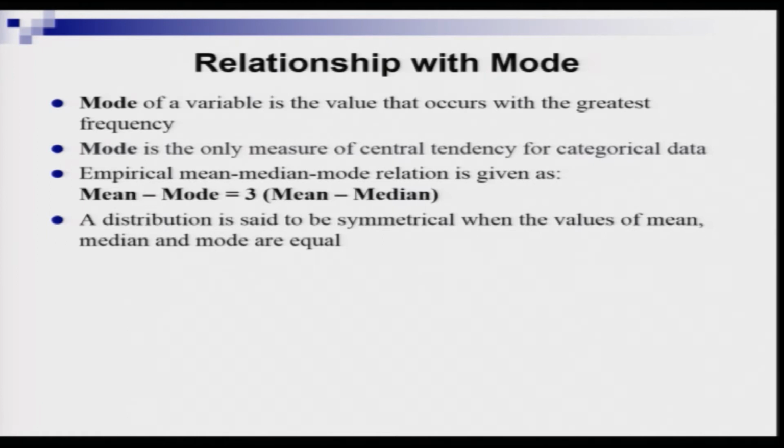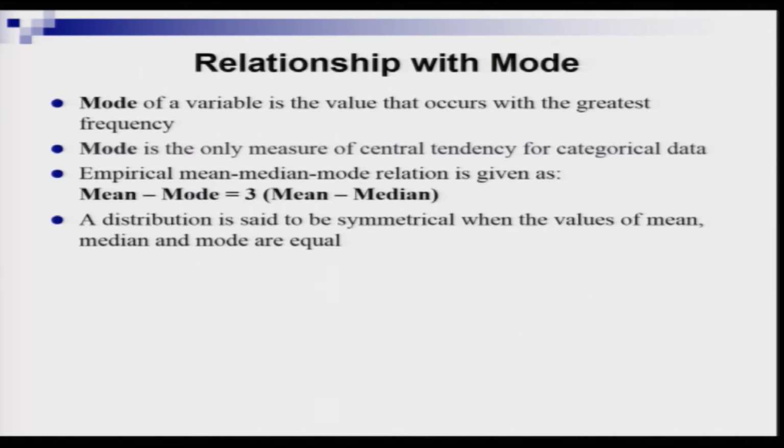There is an empirical relationship between mean, median and mode, and that is given in the following equation, which says that the difference between mean and mode is equal to 3 times the difference between mean and median. Later we will see that this empirical relationship becomes very handy when we are interested in measuring skewness of frequency distribution, or how skewed the data is.